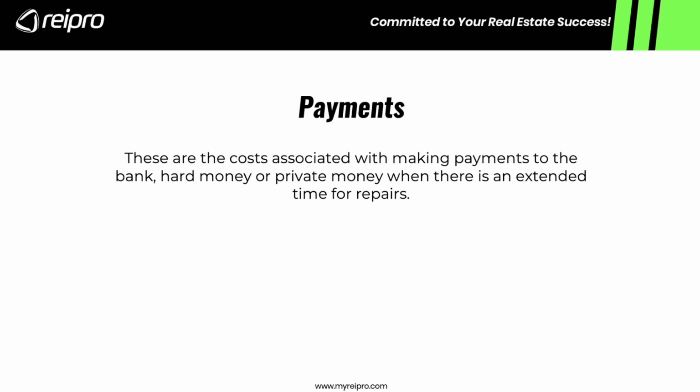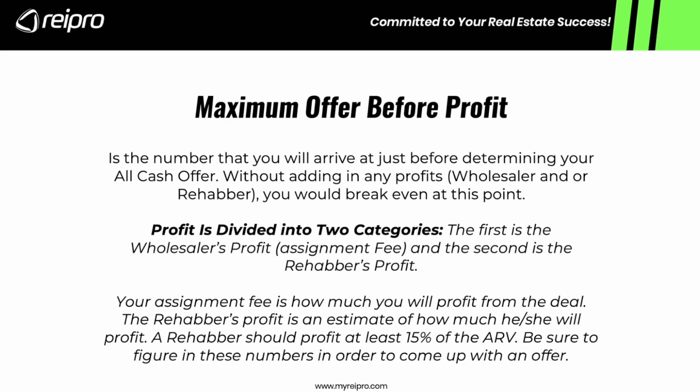And that could be thousands of dollars that you're not going to make on this deal if you don't include this in your offer. So these are all the expenses. So next, what we call is the maximum offer before any profits. Okay, so you haven't made any money at this point. So this is the number you arrive at just before determining your all cash offer without adding in any profits. No matter if you're a wholesaler or a rehabber, you would break even at this point.